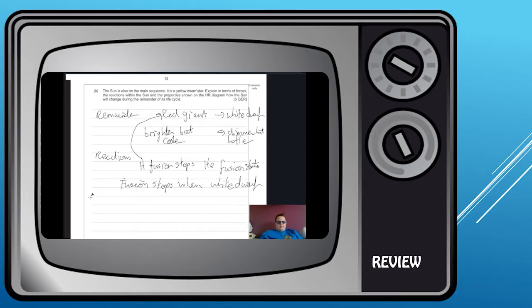Now we want to talk about the forces. It says in terms of forces and reactions, properties. So as a red giant, radiation pressure is greater than gravity, so the star expands. And as a white dwarf, there is no radiation pressure, or very little, so gravity is greater than the radiation pressure, so the star shrinks.